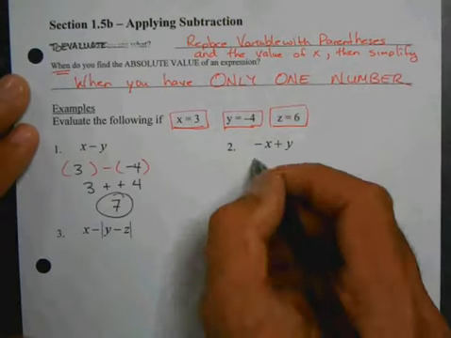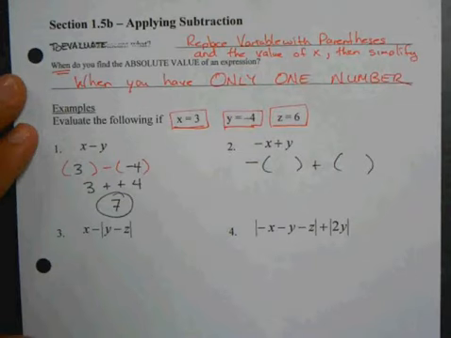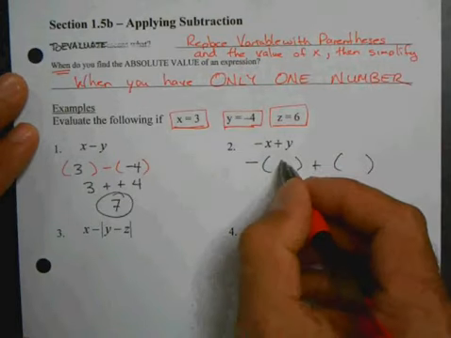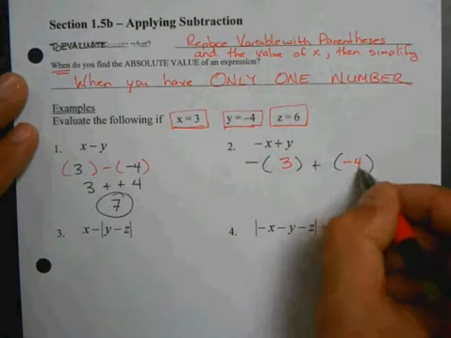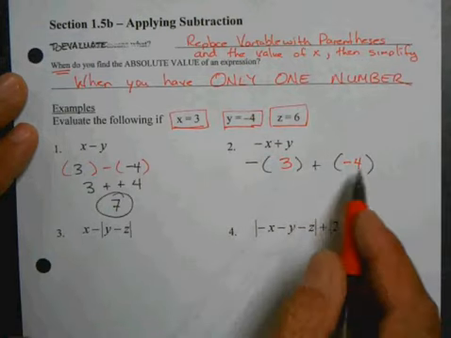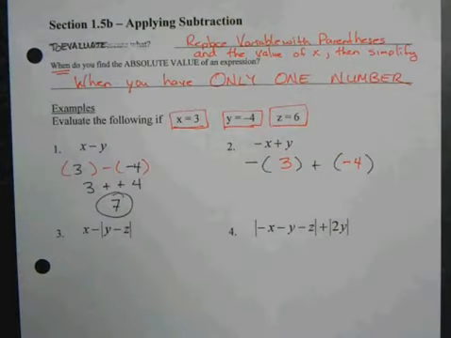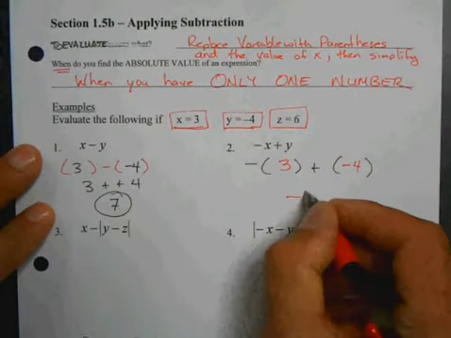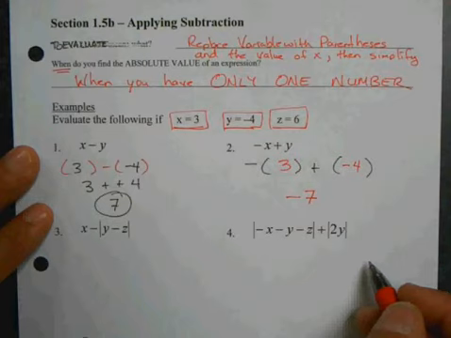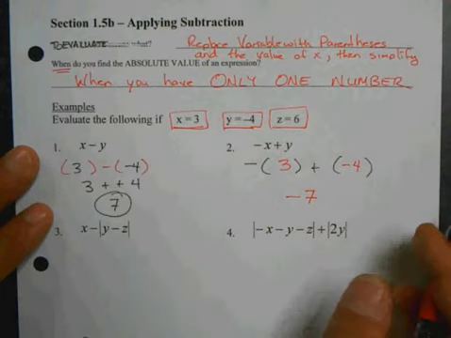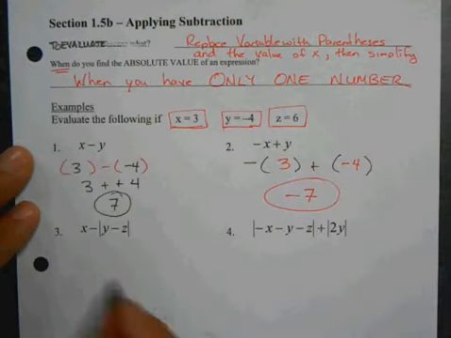All right, next one. The opposite of x plus y. What's my x value? 3. What's my y value? -4. So here I have a negative plus another negative. Does it make a bigger negative or a smaller negative? Okay, so negative how much? Do I then make it positive 7? Or do I leave it as -7? Leave it. Leave it. All right, next one.